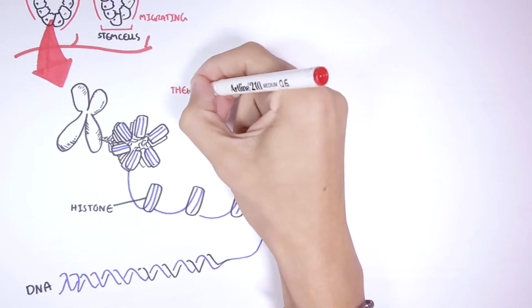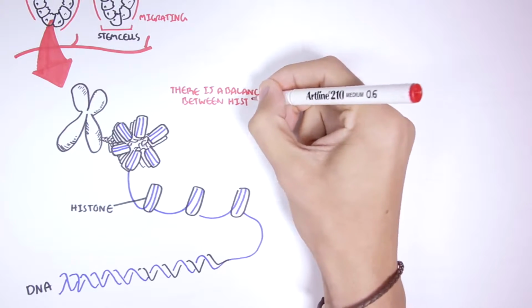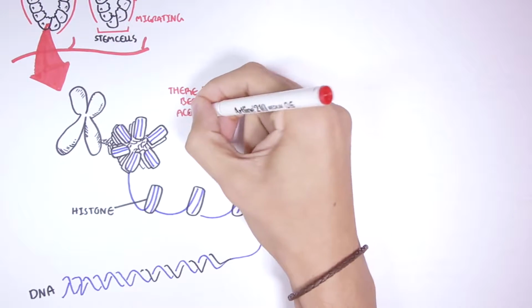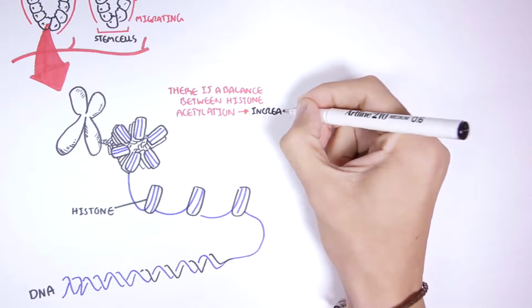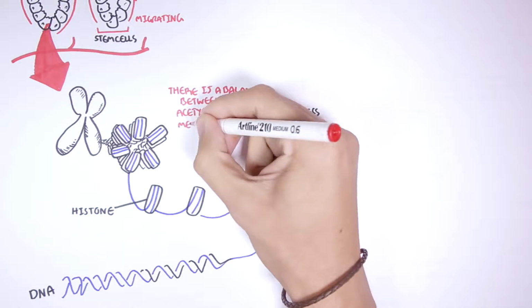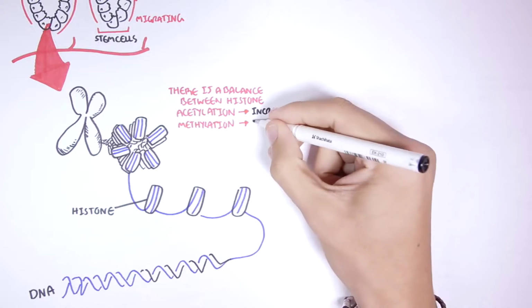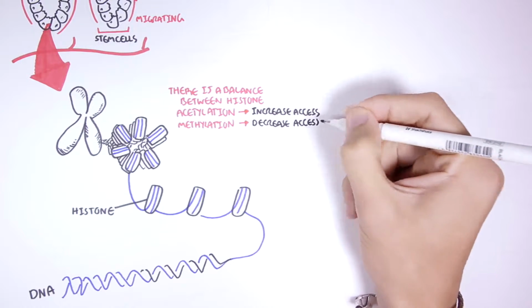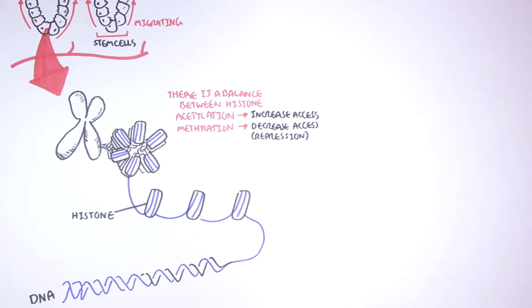In a normal colon cell, there is a balance between what's called histone acetylation and histone methylation. Histone acetylation means that there is better access for transcription factors to the DNA. Histone methylation means that there's decreased access for transcription factors to the DNA. So there is repression. Therefore, if there is a lot of methylation, certain genes may not be activated.